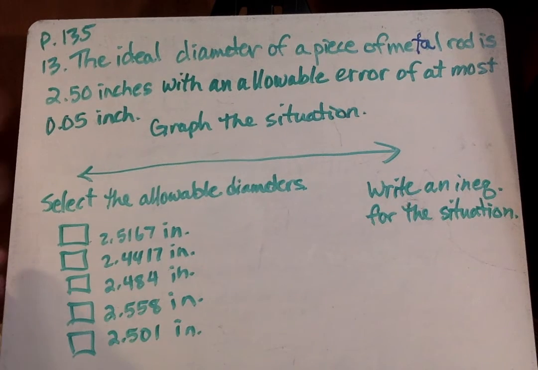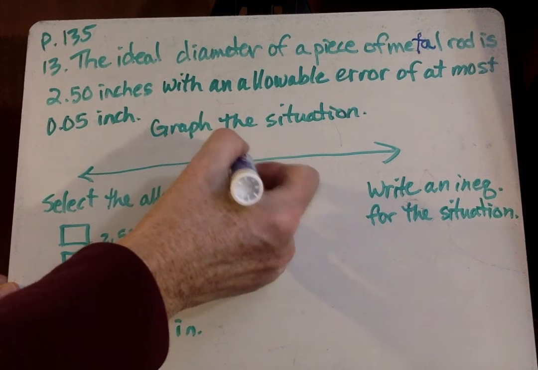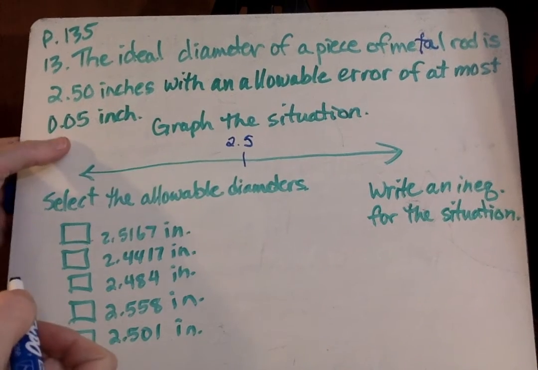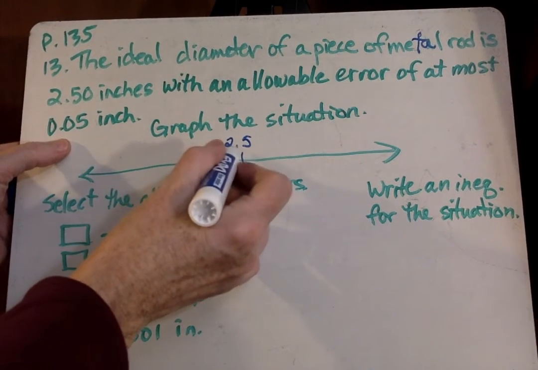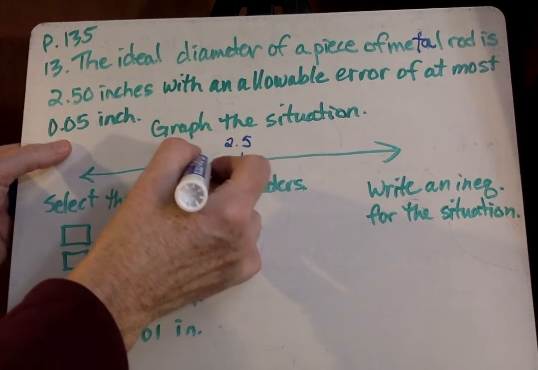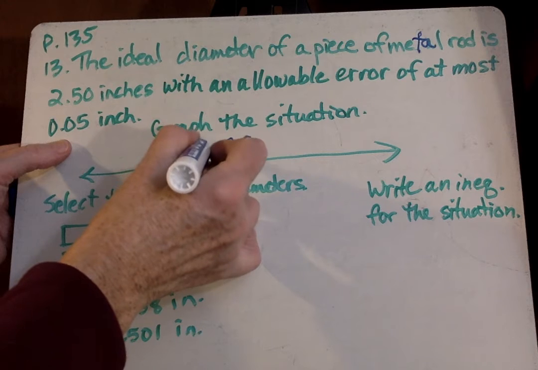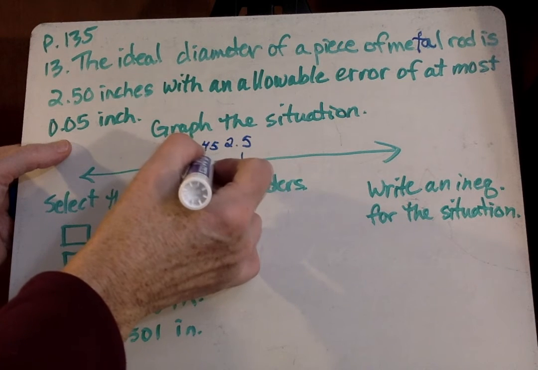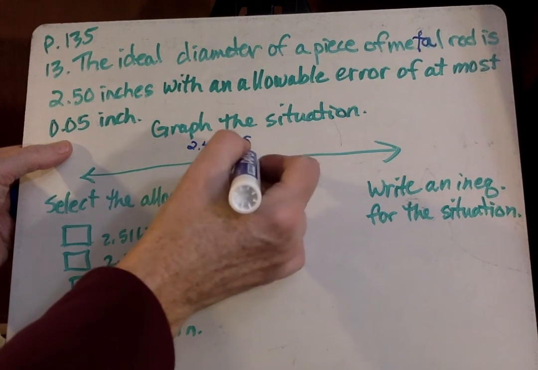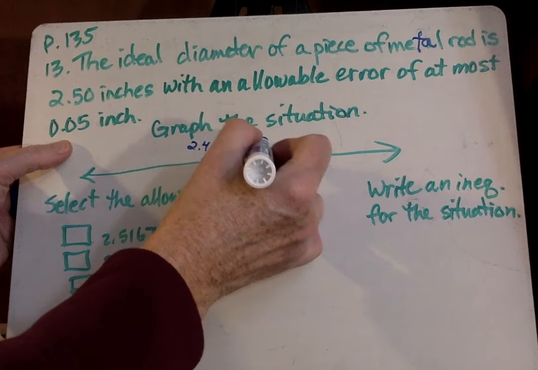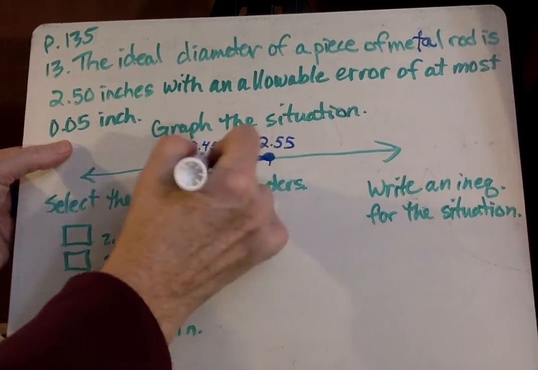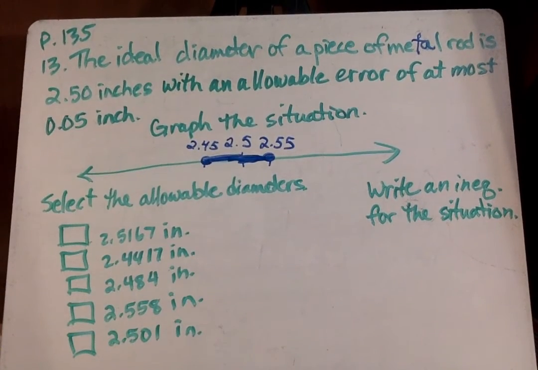Graph the situation. We're going to say the diameter is 2.5 inches and 0.05. So down here, if it's 2.5 minus 0.05, it's 2.45. At most means less than or equal to. And then over here, 2.55.